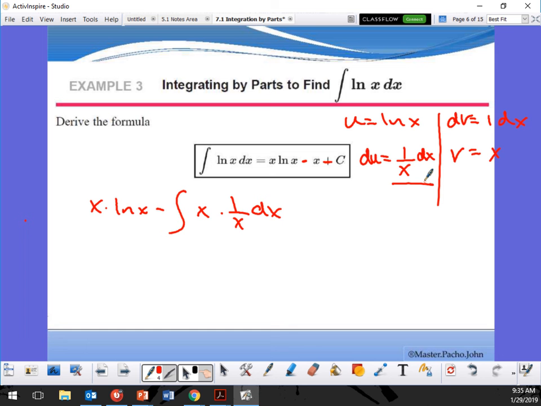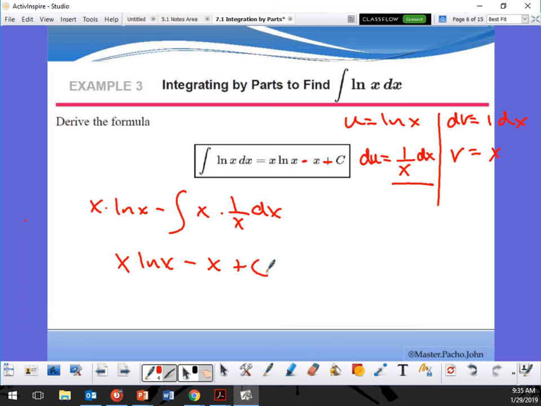So let's do the math now. It's going to be x ln x minus, so that's just going to be 1, isn't it? So the integration of 1 just gives me x, plus C. Wow, I actually like it.